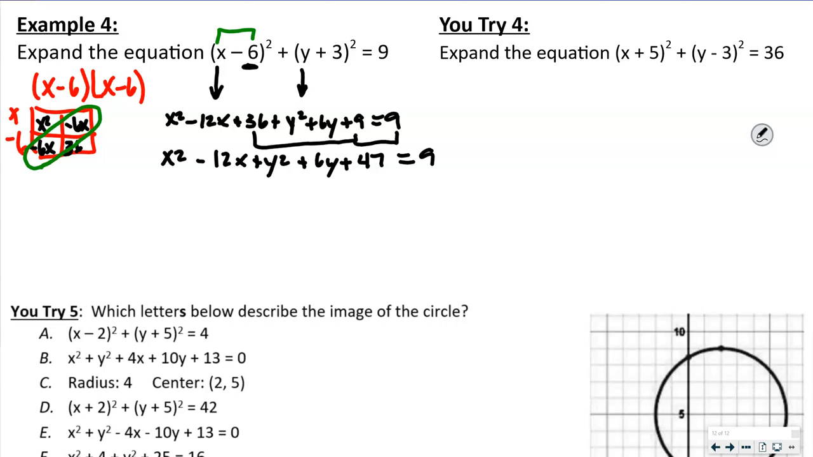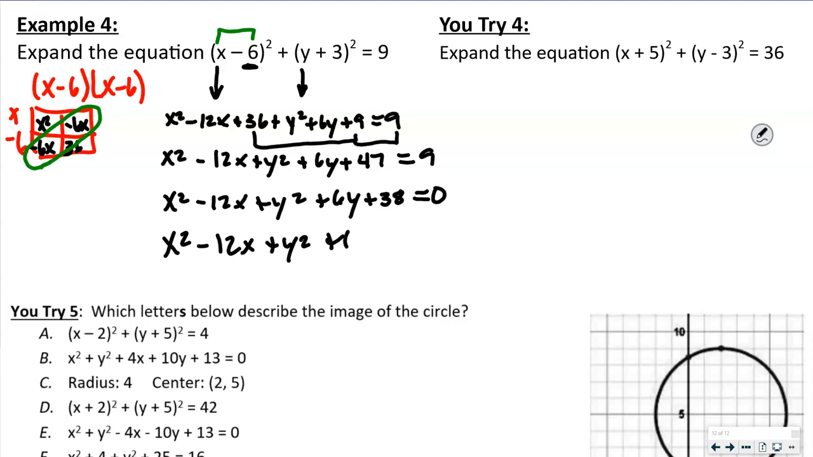So you could subtract the 9, which would give us 36. So this would be x² - 12x + y² + 6y + 36 = 0. Or sometimes that 36 will be on the other side of the equal sign too. So it could also be x² - 12x + y² + 6y = -36. Could appear either one of those ways, so it's a good thing to be aware of.